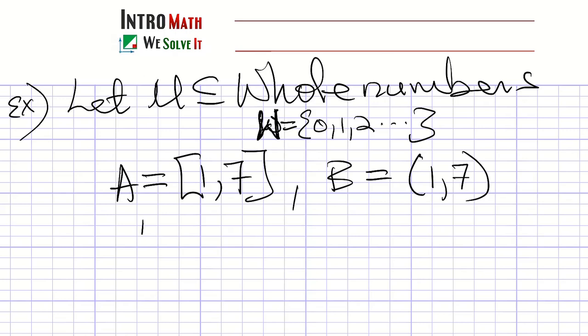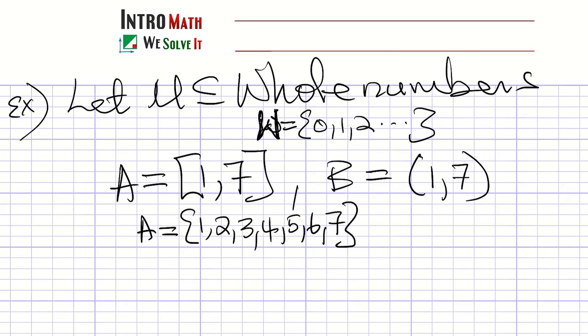So let's write it out. A equals 1, 2, 3, 4, 5, 6, and 7, right? And then B equals, it doesn't contain 1, so it's 2, 3, 4, 5, 6. It doesn't contain 7, so we're done with that one. That's how you write that.